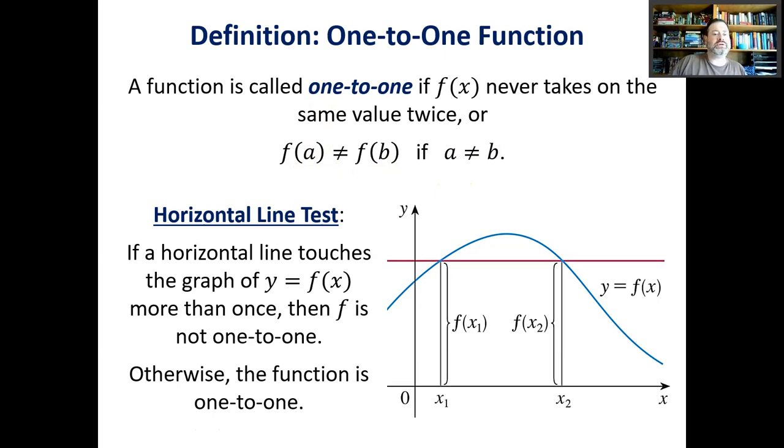And then you can also use the horizontal line test. So if a horizontal line touches the graph more than once, then it is not one-to-one. So that's a good test to use. It's like the vertical line test with functions, right? But this is a one-to-one function.